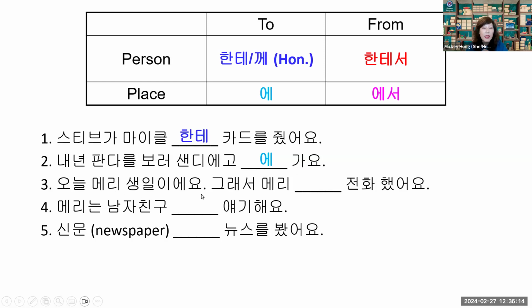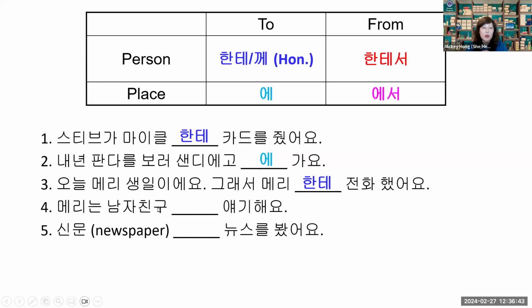오늘 메리 생일이에요. 그래서 메리한테 전화했어요. It's Mary's birthday, so you call her, you make a call to her. 메리한테 전화했어요. Okay? 에게 can be fine too. 에게 전화하다. But 에게 is not used often. It's now reserved for dedications and tributes.